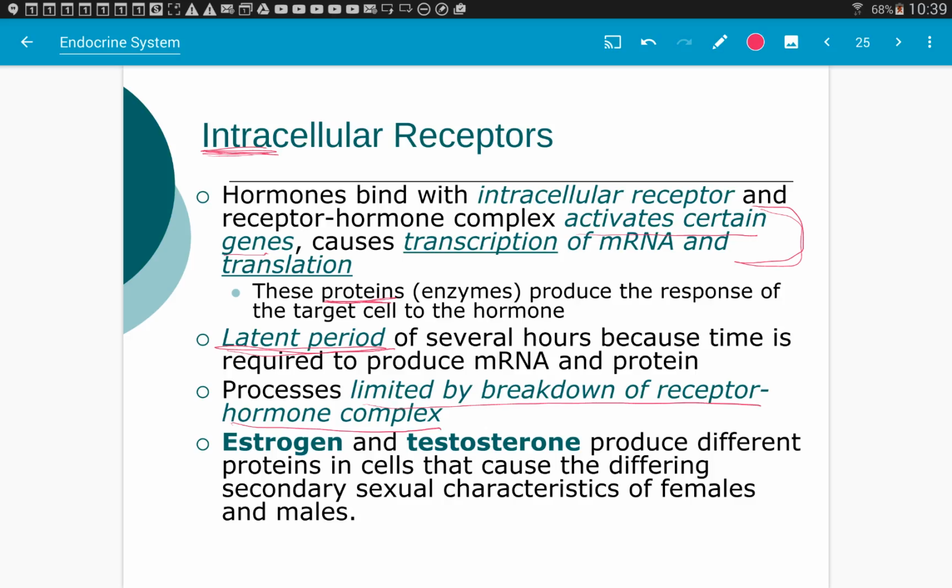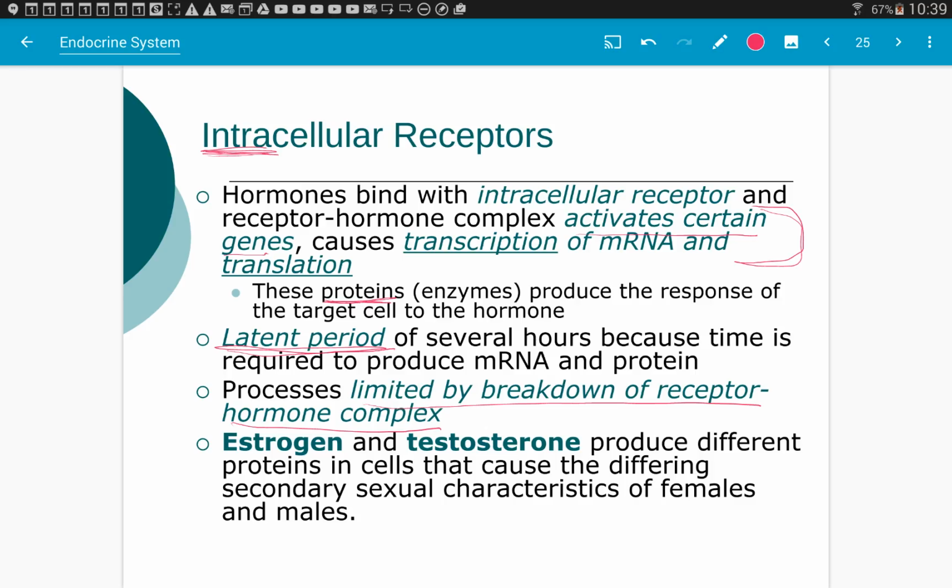So if the hormone releases from the receptor, it stops the process. So if it breaks off, disassociates, it stops the process. But as long as there is a hormone bound to that receptor, the process will continue.